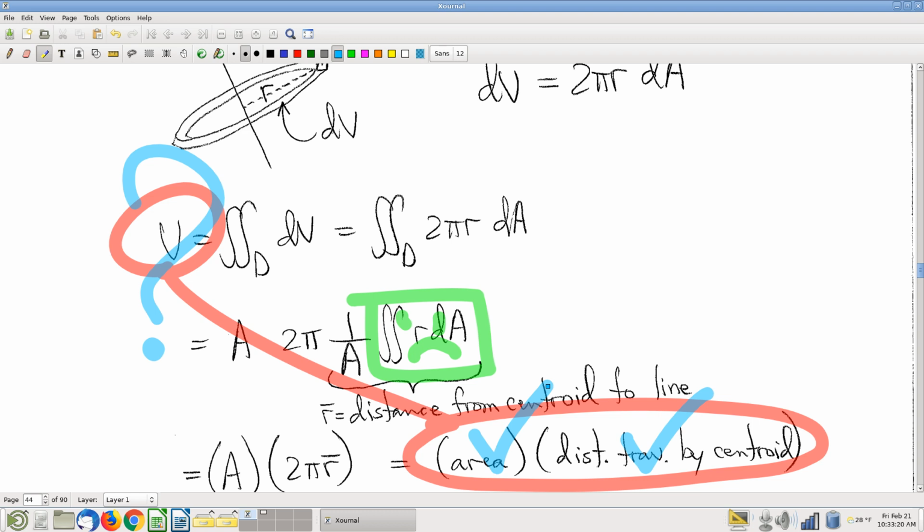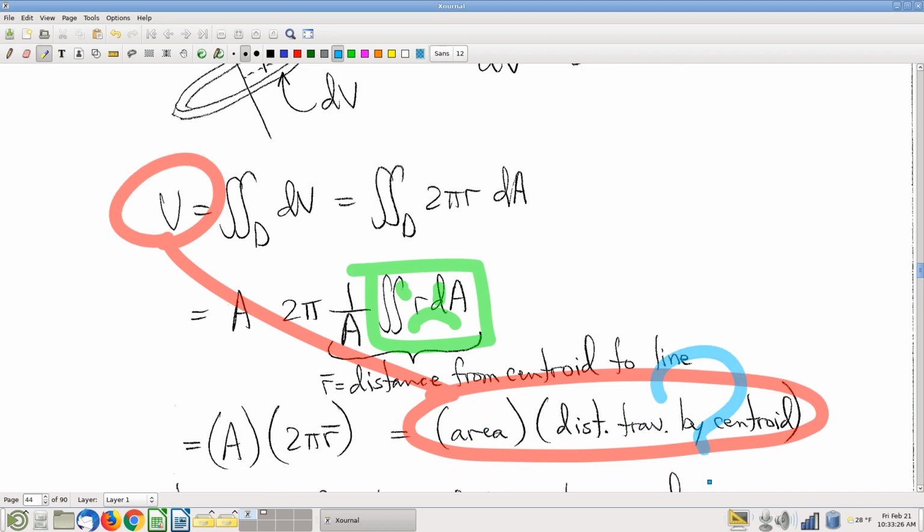And we can also go the other way. Give me 2 seconds. We can also go the other way. If you want to know where the centroid is, right?